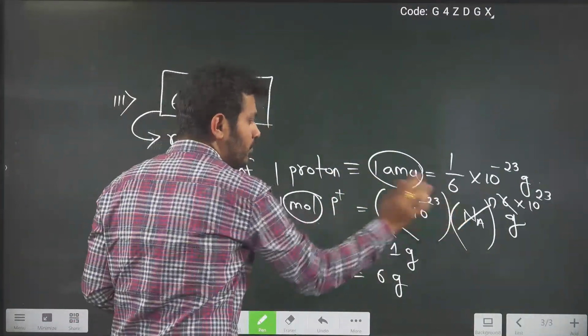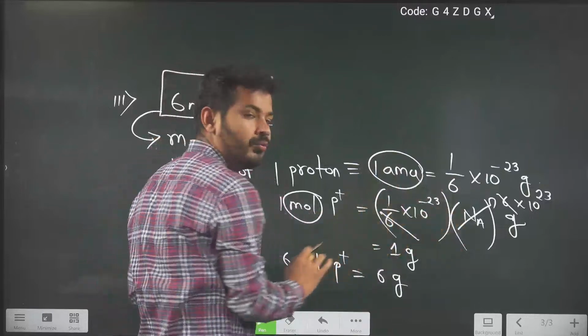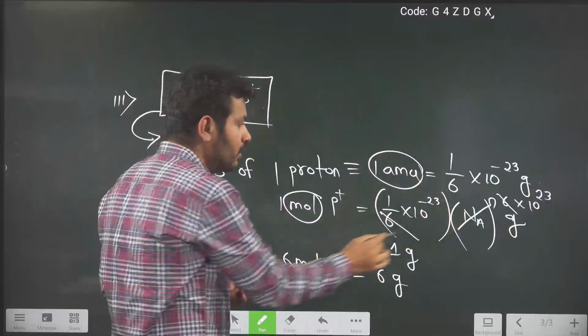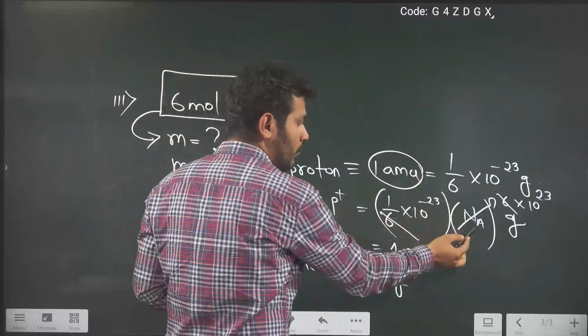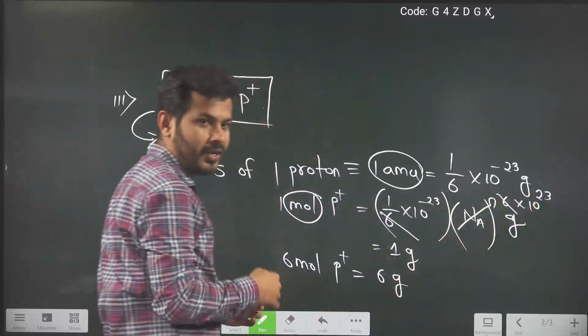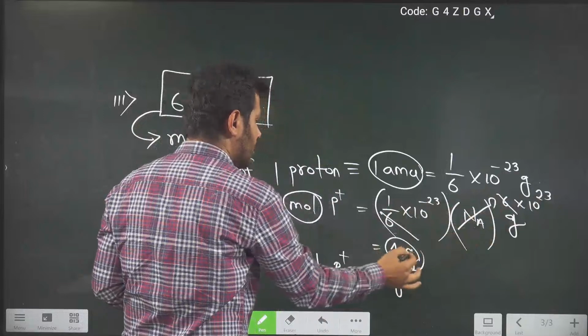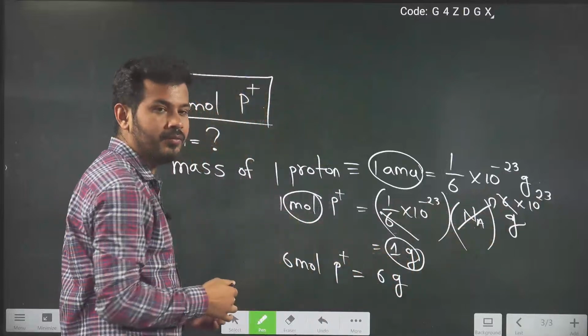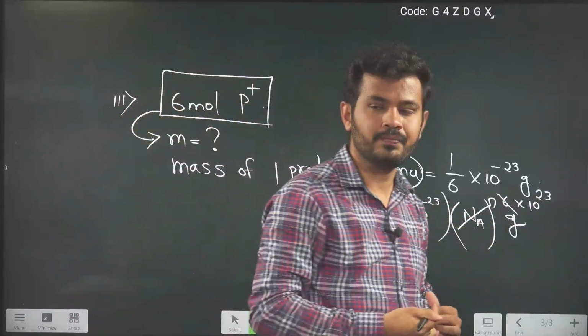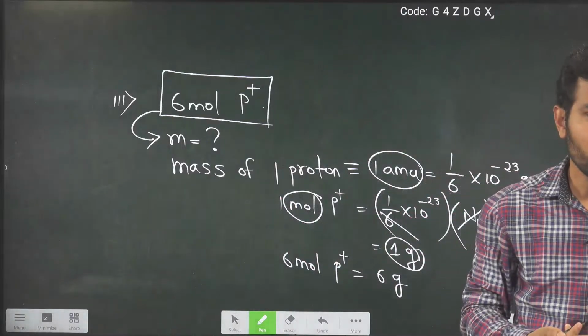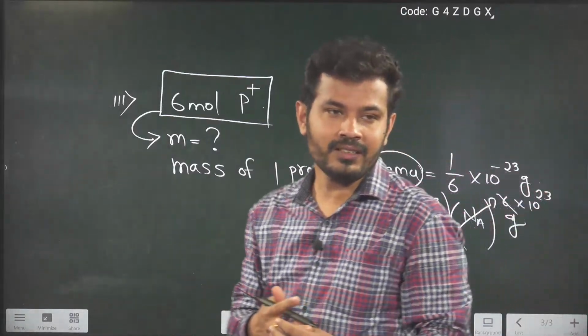I have just multiplied with 1 mole. Here mole, that side also mole I have taken. So both sides I have taken a mole, and 1 mole is how much? 6 into 10 to 23 for a rough calculation. So if you cancel everything, you are getting 1 gram only. So 1 mole is 1 gram, 6 moles will be how much? It is 6 gram, right? Very good.